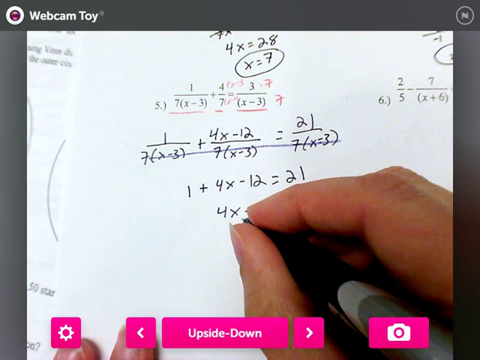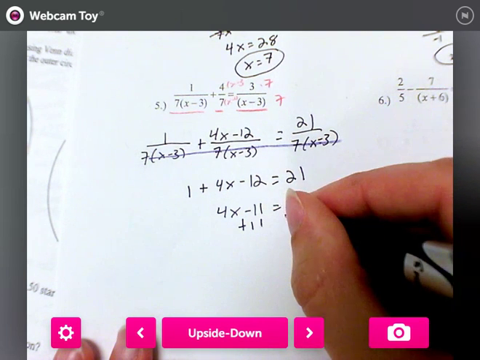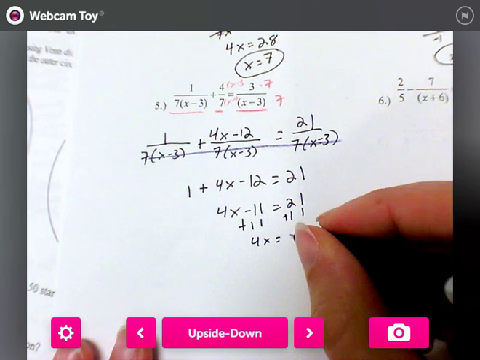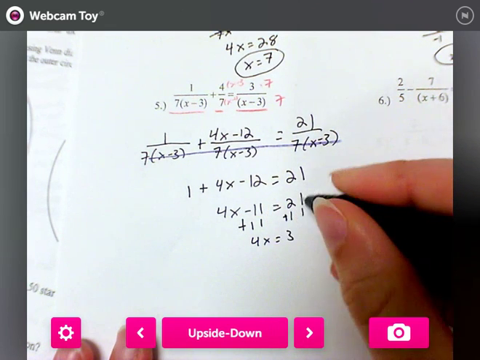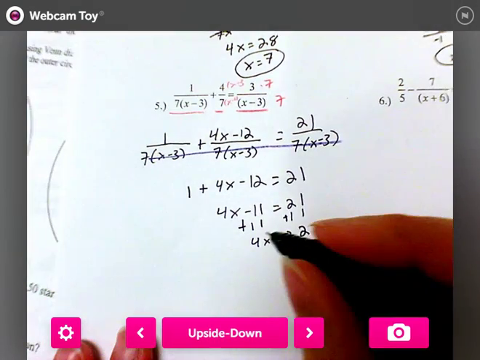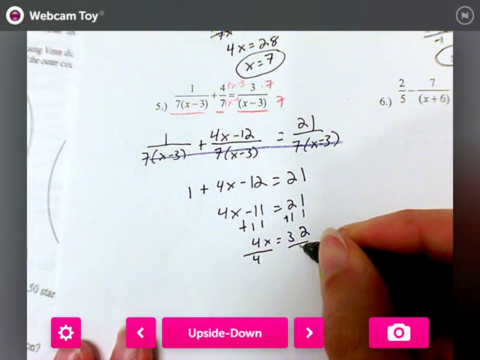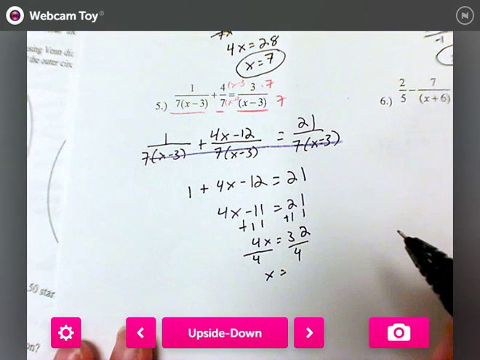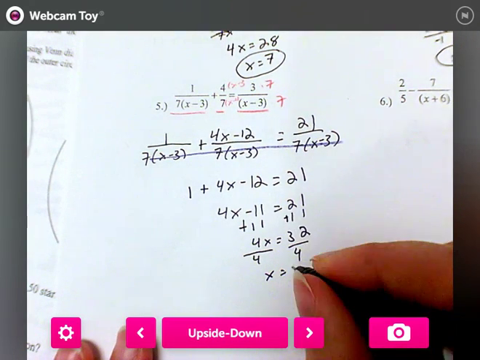And then I'm going to add 11 to each side. And so 4x equals 32. Divide both sides, and x is going to equal what, guys? How many times does 4 go into 32? 8. 8 times.